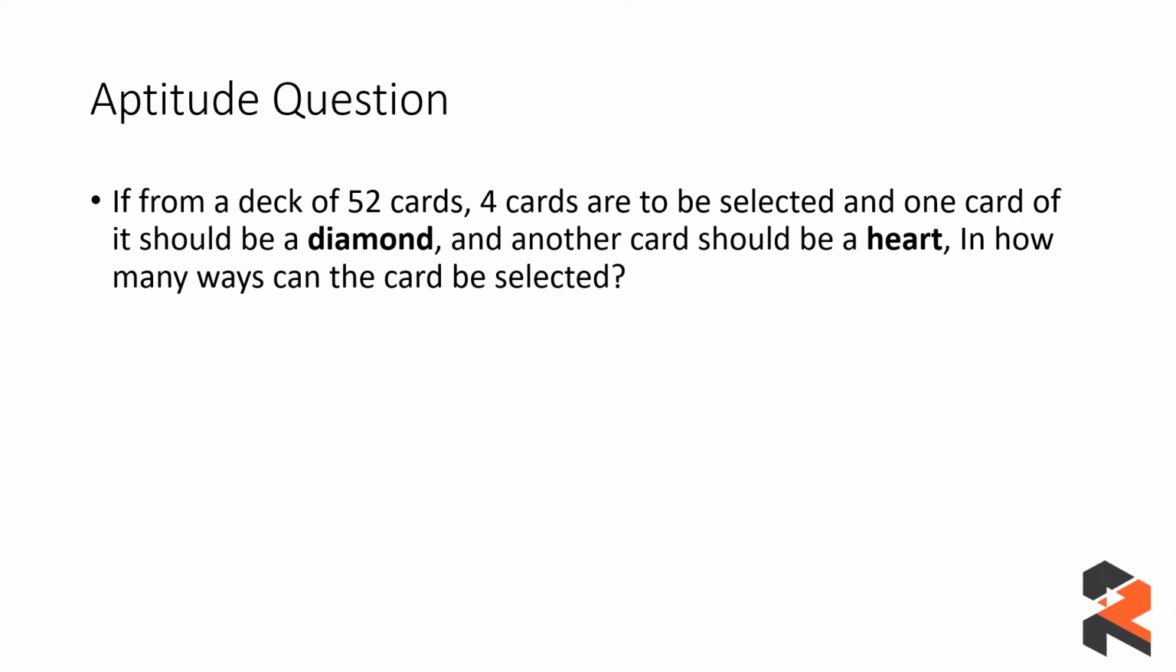So in this case, if from a deck of 52 cards, 4 cards are to be selected and one card of it should be a diamond and another card should be a heart, in how many ways can the cards be selected? The question is saying that you have 52 cards, out of which you need to select 4 cards, from which one card should be a diamond and another one should be a heart. So in how many ways can you do this?